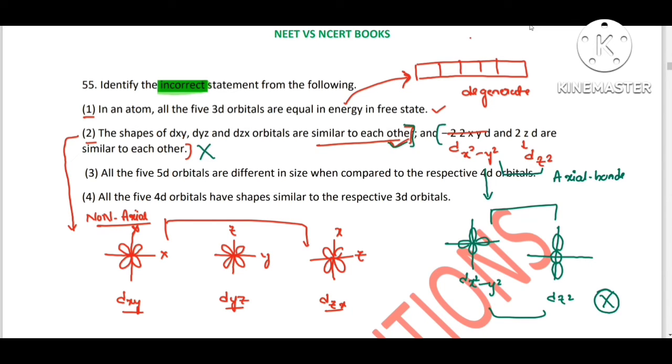Up to the earlier statement it is correct, but this statement is incorrect. So the total statement is incorrect. According to our question, the incorrect statement among the following is statement 2. So 2 is our correct answer.